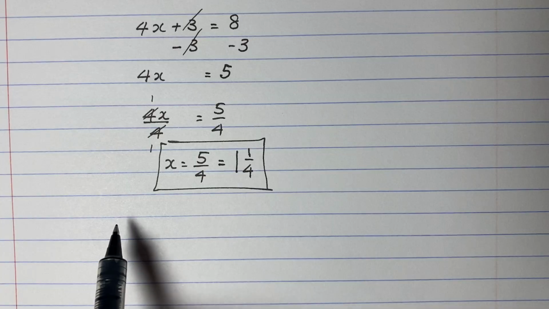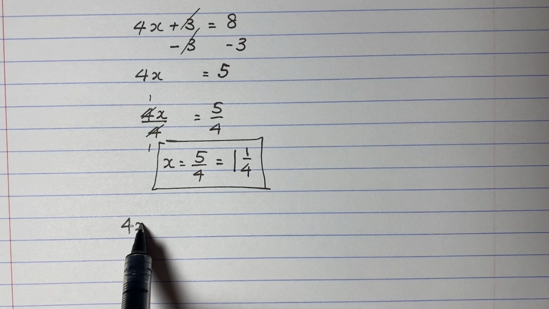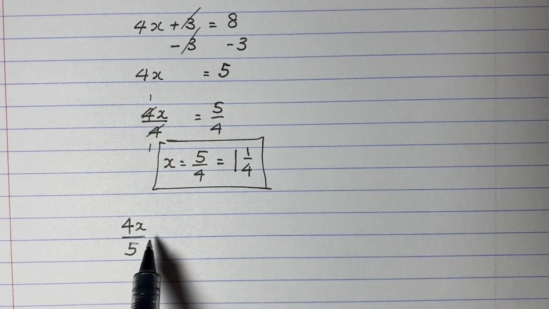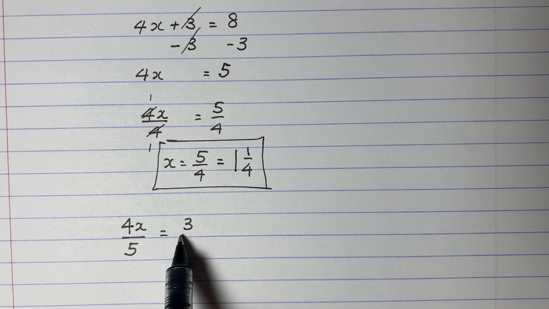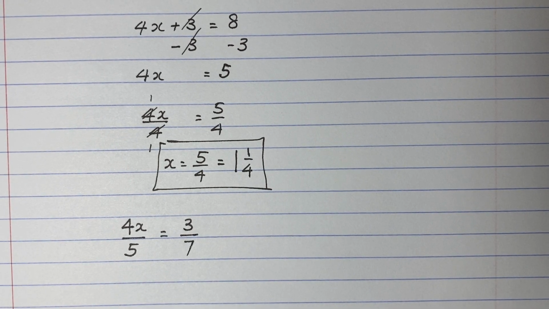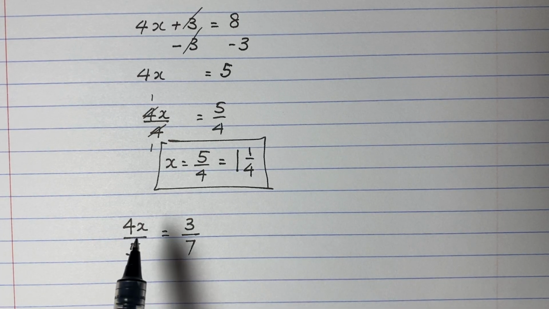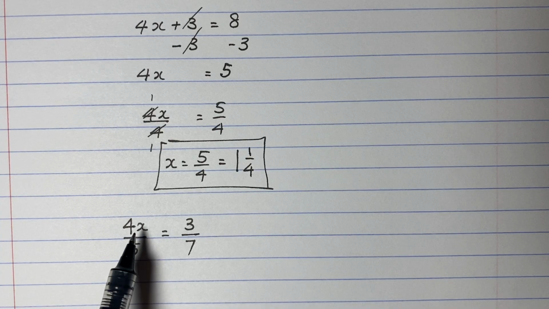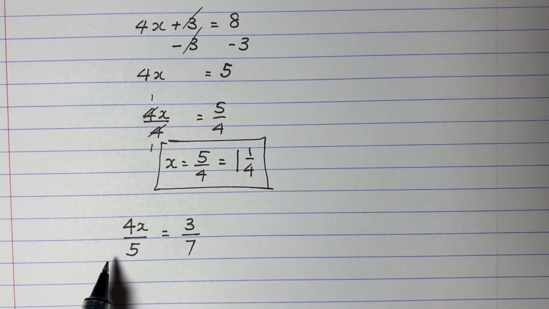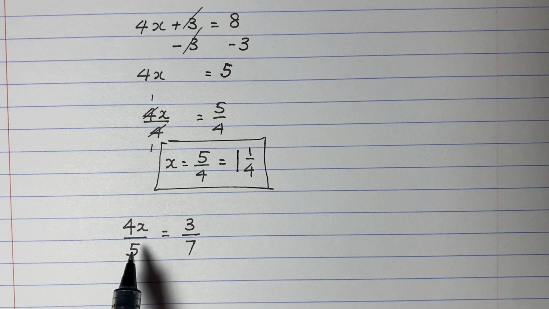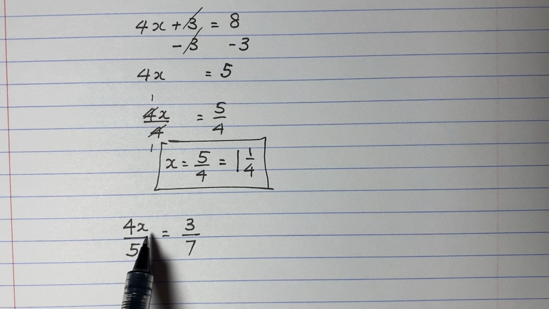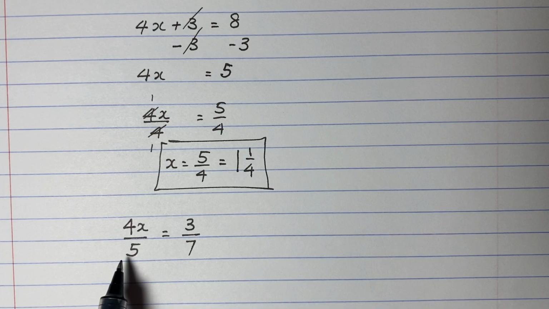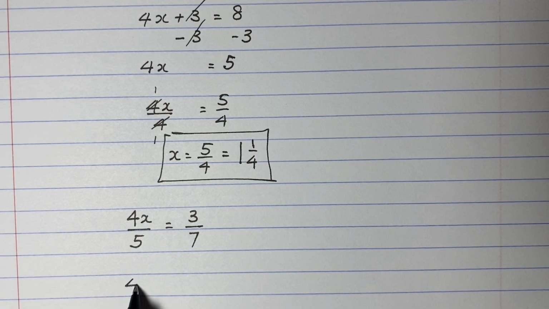Sometimes you have got two equal fractions. For example, 4x over 5 equals 3/7. Again, if you look, I need to get rid of 4, which is multiplied by x, and 5 that x been divided by. One at a time. I would get rid of my fraction first. So I'm going to get rid of divide by 5. To undo divide by 5, we times both sides by 5. Be careful where you put your times 5.